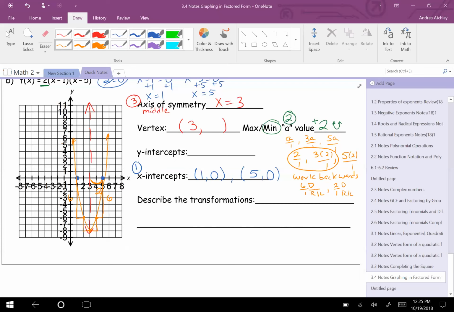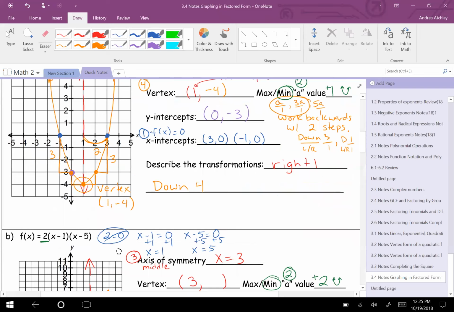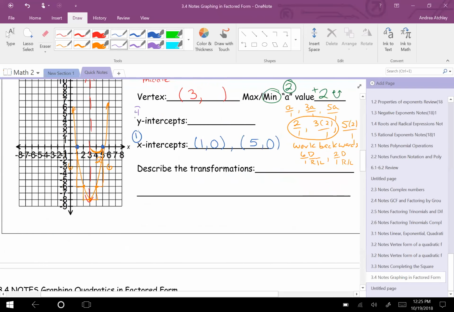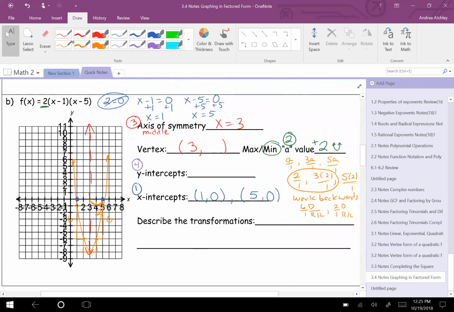Any questions? Okay. Now it asks us for our step 4, which is going to be our y-intercepts. Or that's not step 4. This was step 4, sorry. So this is going to be step 5.